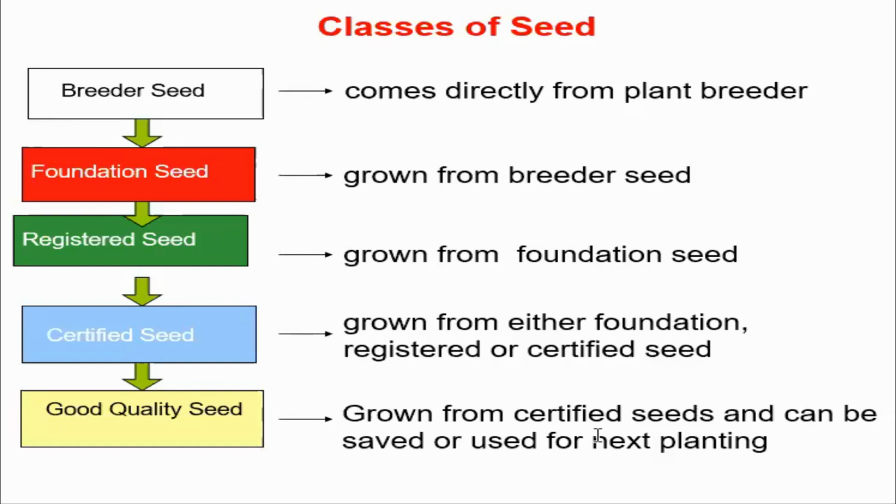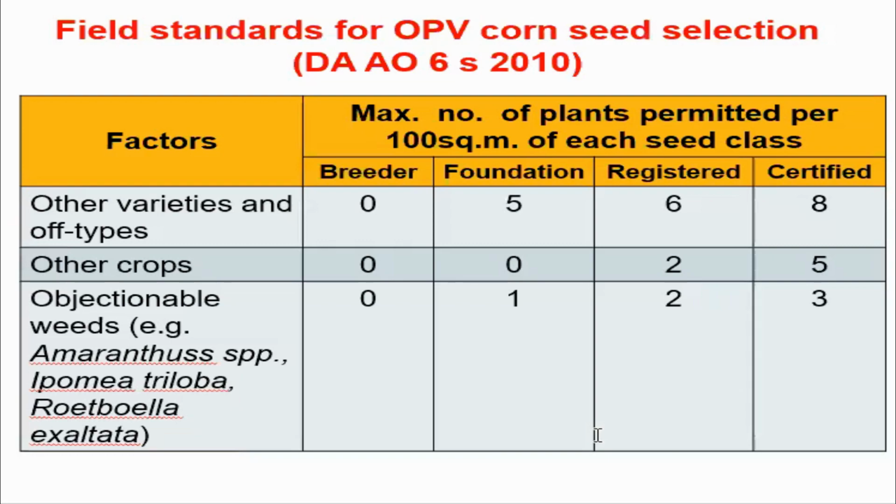So you can do this only for open pollinated variety corn or those native corn, which you can use for the organic corn production system. Okay, so we have the field standard for OPV corn seed selection. We have the maximum plants permitted per 100 square meters of each seed class, and we have the different factors: the other varieties and off-types.